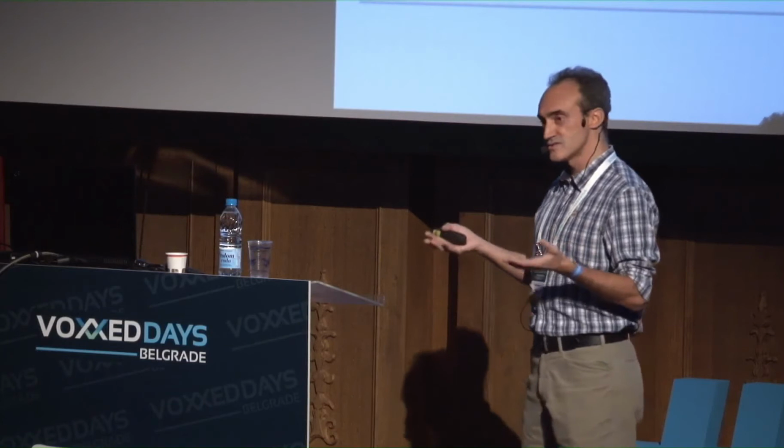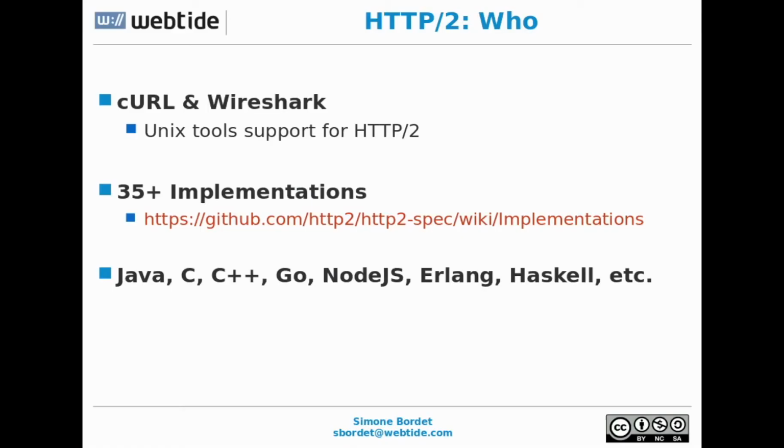So let's see who. Are you ready? I mean, okay, it's there. Browsers do it. What tools do I have? Okay, so who is actually doing HTTP2? So regarding tools, curl and Wireshark, they are Unix tools for network communication stuff. They support HTTP2. There are, at this page, 35 plus implementations in basically any language. Like you can find Java, C, C++, Go, Node.js, Erlang, Haskell, whatever. You have a language, you name it, there is an HTTP2 implementation, pretty much a server one, but you can also find client ones.